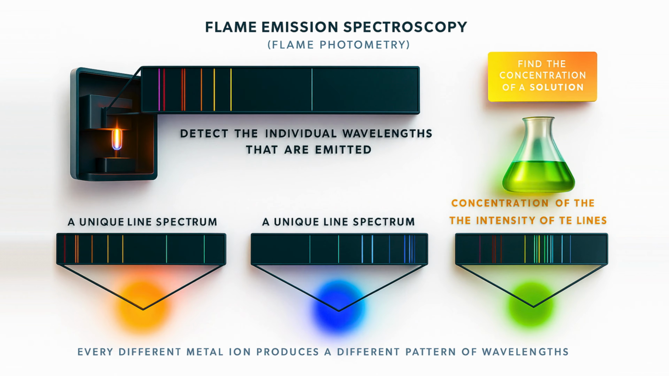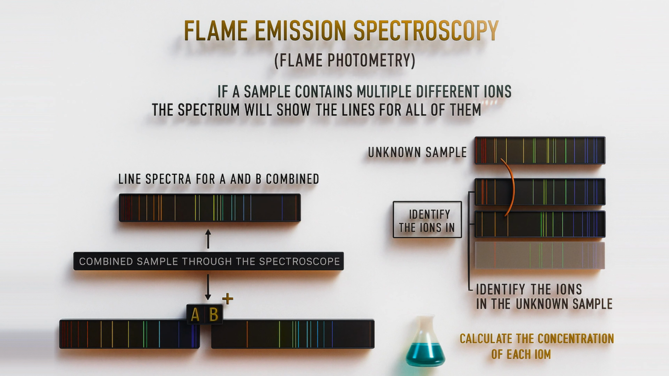Another very helpful feature of flame emission spectroscopy is its ability to handle mixtures. When a sample contains multiple different metal ions, the resulting spectrum will show the individual emission lines for all of those ions. For example, if we had a sample that contained metal ion A, which produces a certain pattern of spectral lines, and metal ion B with a different pattern of lines, then the spectrum of the mixture would simply include all the lines from both A and B combined.